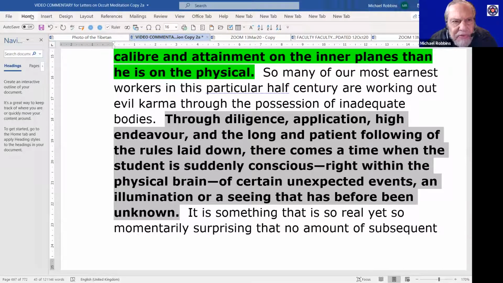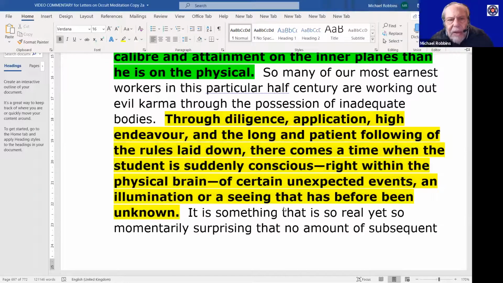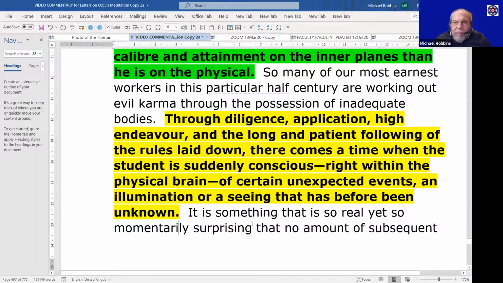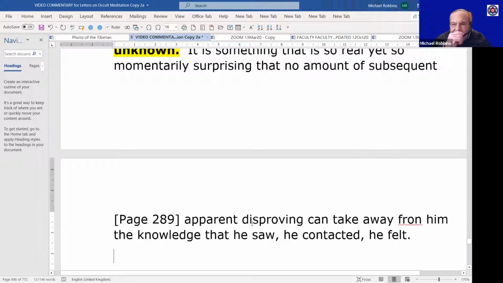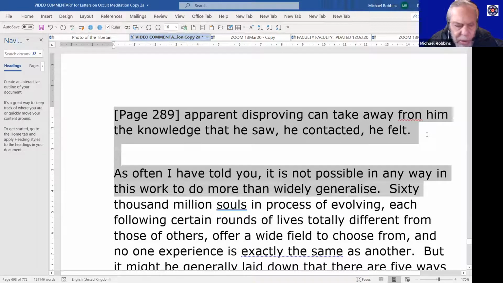So, you know, what he has said of the first half century may indeed be applicable to the second half century and even now. So the paying of the price at the end of the age of Pisces is in process. It is something that is so real, yet so momentarily surprising, that no amount of subsequent apparent disproving can take away from him the knowledge that he saw, he contacted, he felt. So we're working towards that.